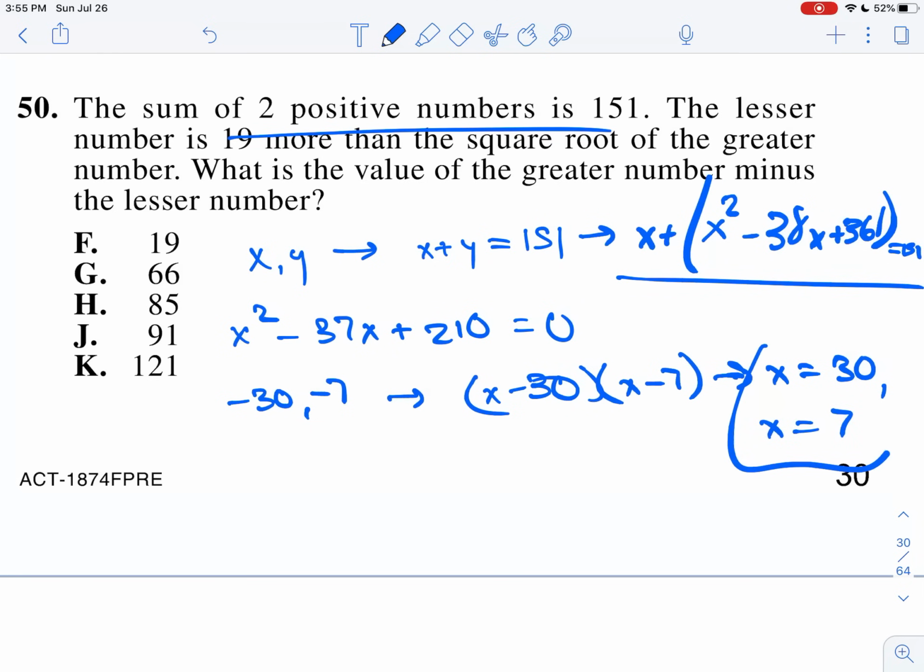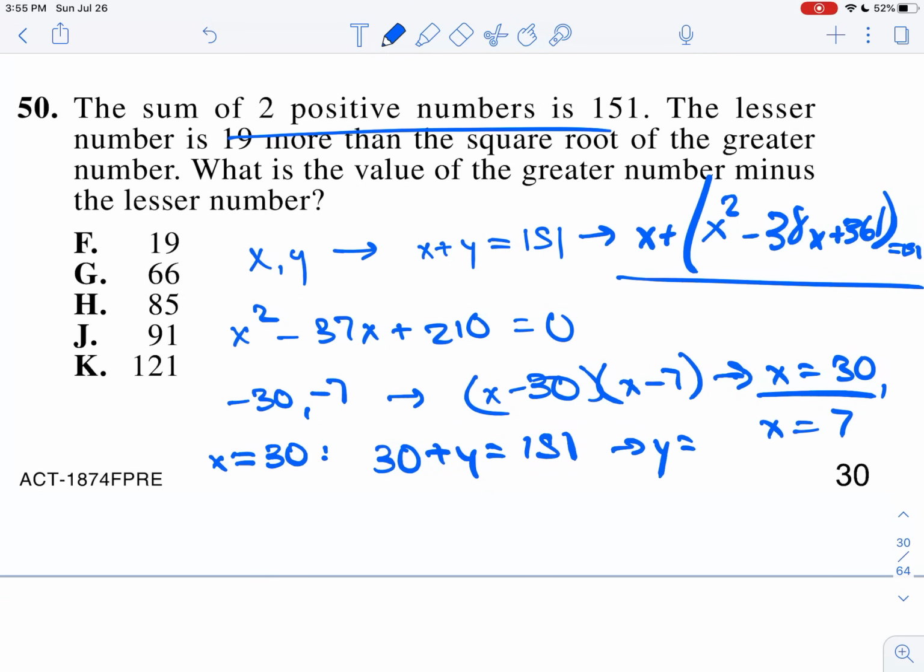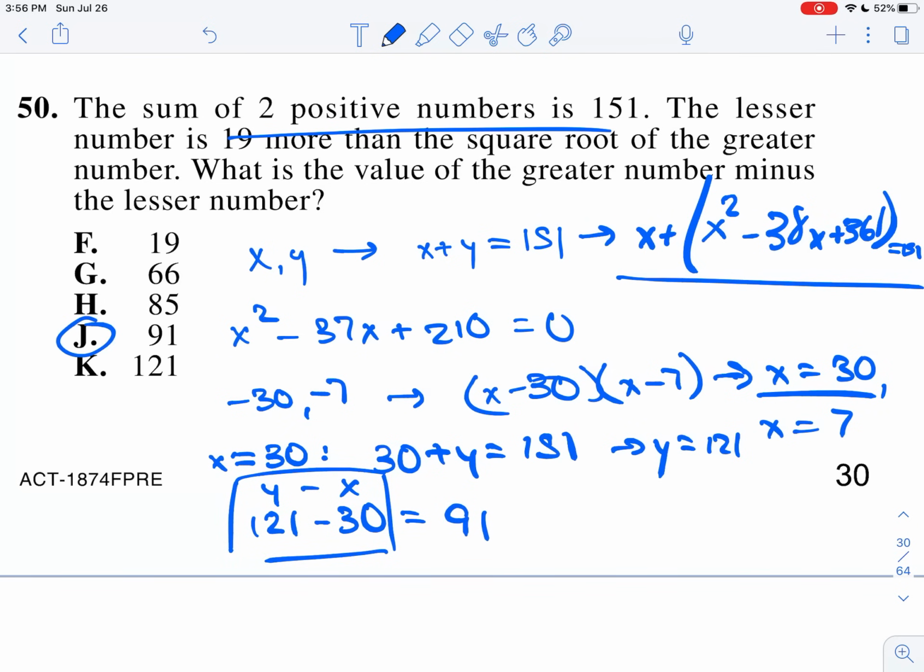So for each of these x values, we have to find which scenario for x applies to the y that we're trying to get. Let's just try applying x equals 30. So if x equals 30, 30 plus y equals 151. That means y is 121. And then that means that y minus x right here equals 91. So that's an answer option that we see.